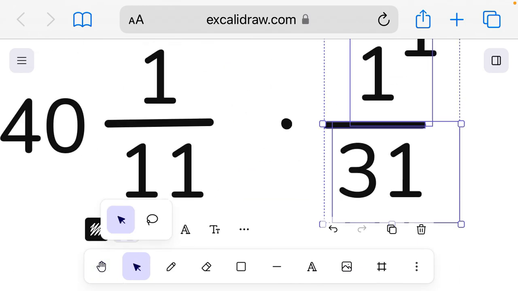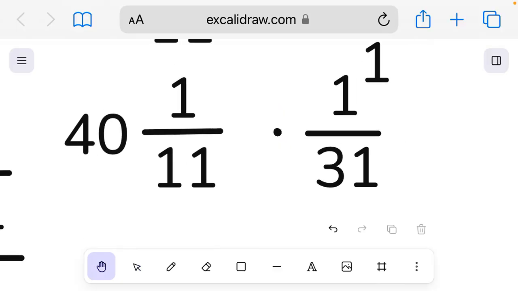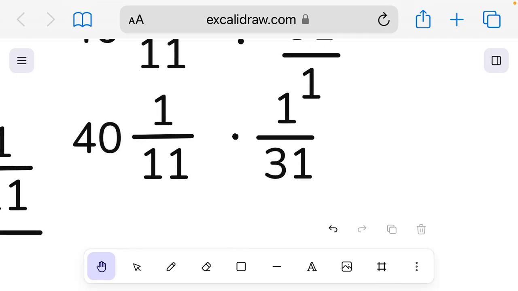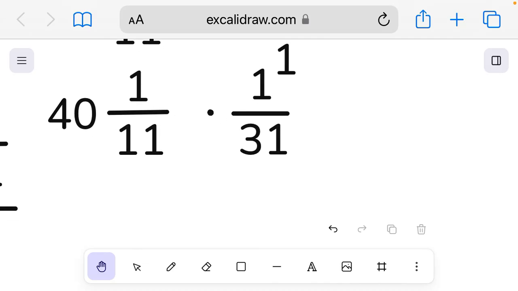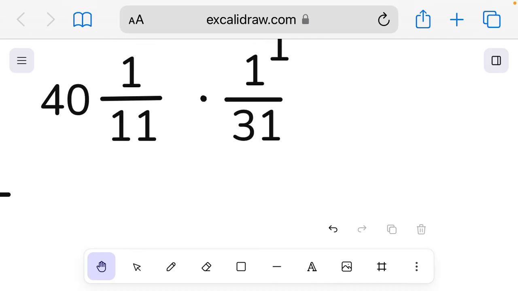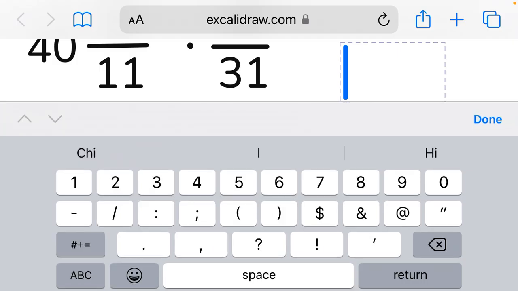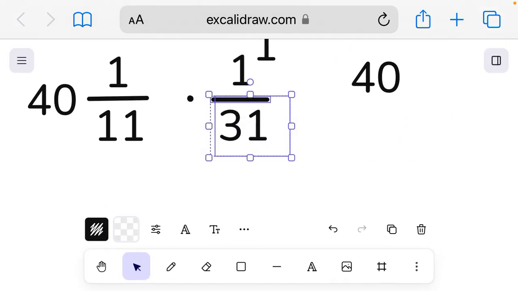Now, all I have to do is multiply. And if you want to multiply, I'll show you. All you do is multiply the fraction by the whole number and fraction by fraction. So first thing we have to do is the whole number, which is 40 times 1, which is 40, and then bring down that 31 like this.